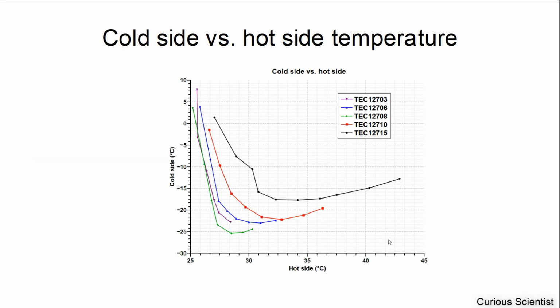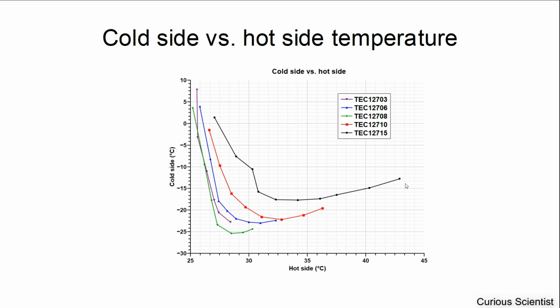And then there is another interesting curve which might push you towards the 8 ampere unit again. So what I did, I just plotted the two sides of the Peltier cooler against each other.